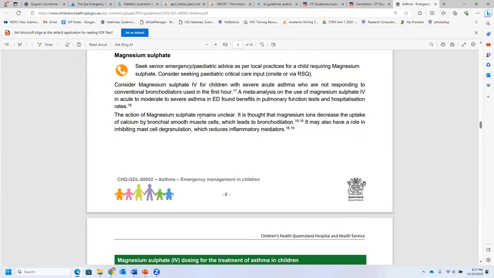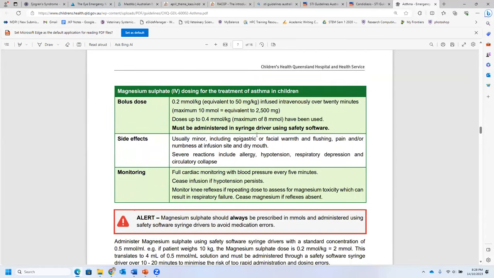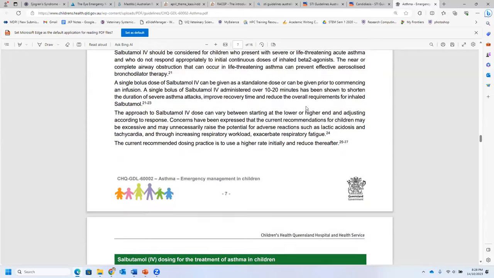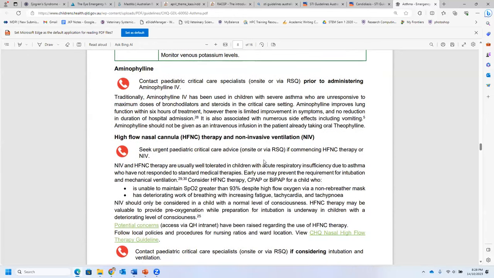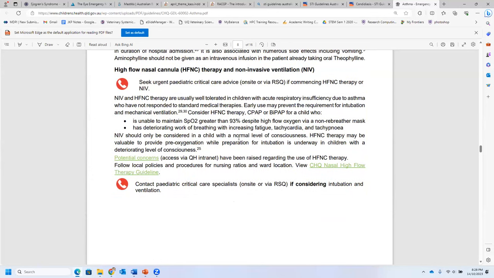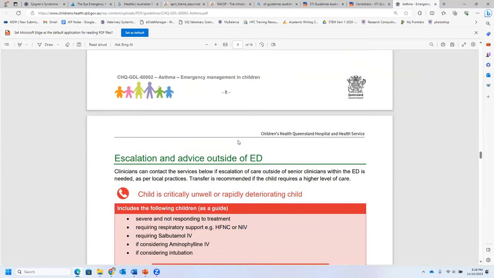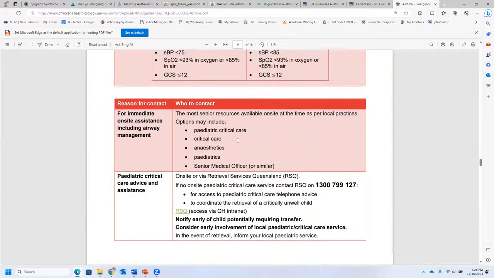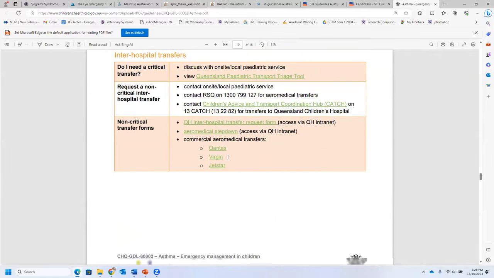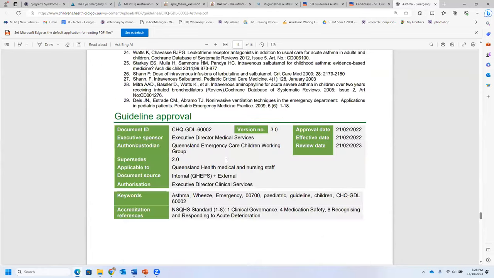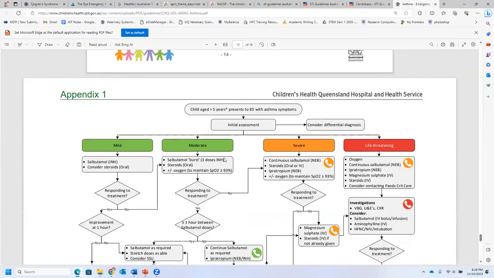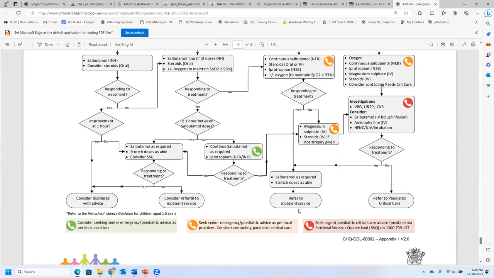Magnesium sulfate, that is done by the ICU. Intravenous salbutamol, that is also administered by the ICU. Aminophylline, ICU registrars will give us information about whether they're happy to do it or not. So there is a flow chart at the end of every guideline in Queensland Health. So give this one a good read.